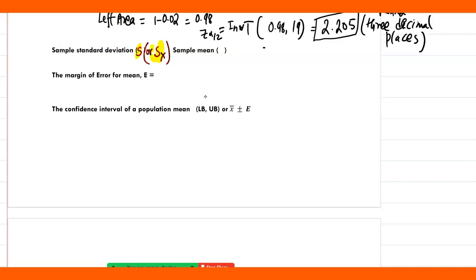Sample mean, already mentioned, is x bar. Okay, again, what is x bar? Another name for x bar is point estimate. Remember that. Point estimate is also a name for x bar. And the margin of error for the mean has the symbol E, we did that before. Margin of error, E, as a symbol.